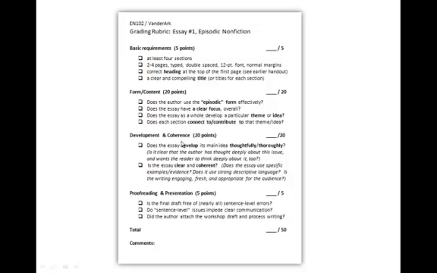The next one is a broad category: development and coherence. Do you develop that main idea fully, thoughtfully, thoroughly? Have you thought deeply about the issue in a sense? And is the essay clear and coherent? Does it use specific examples, strong descriptive language, that sort of thing? Finally, proofreading and presentation is worth 5 points.